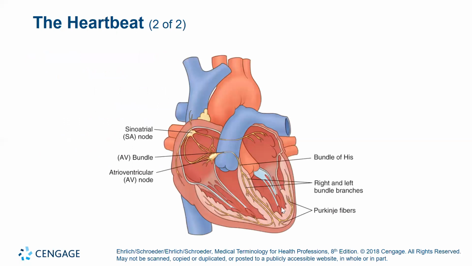Here's a picture or a figure of the SA node, which is right here, AV bundle. And we have the AV node here with the bundle of His, right and left bundle branches, and the Purkinje fibers right here.